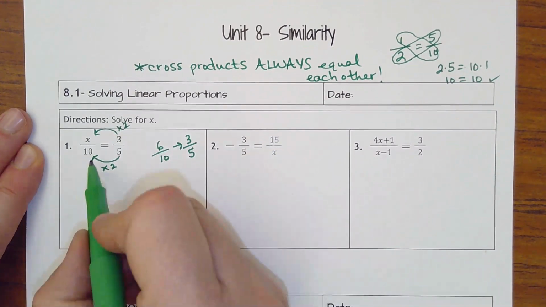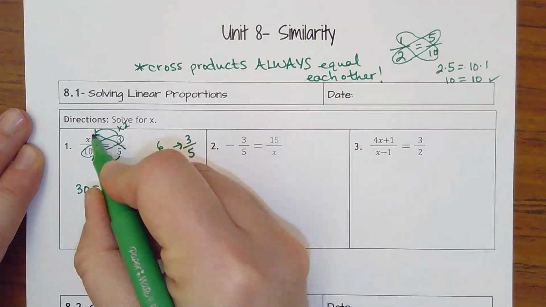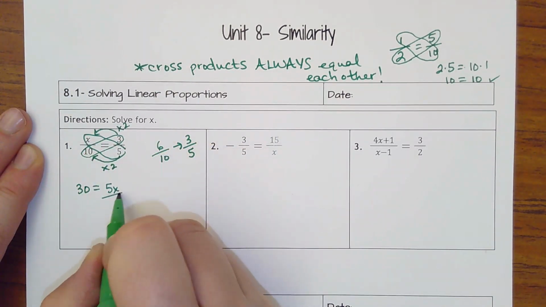But let's say the numbers weren't so nice. I would want to take 3 times 10, which is 30, set equal to 5 times x, which is 5x, and then divide by 5.